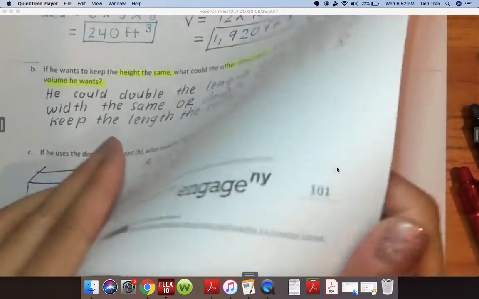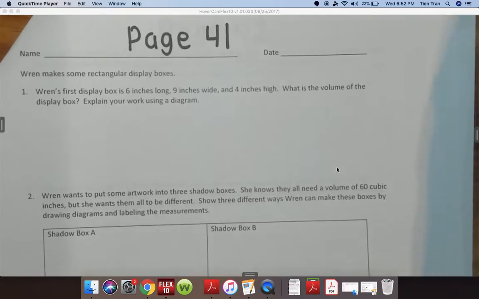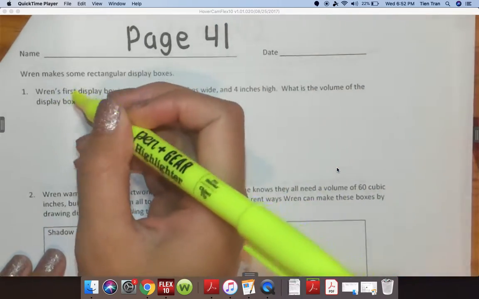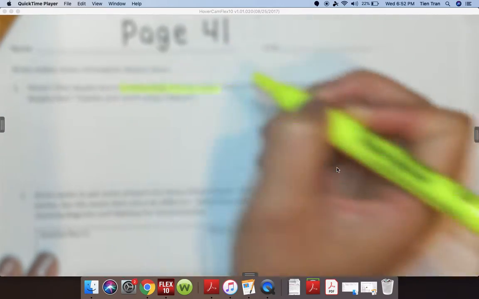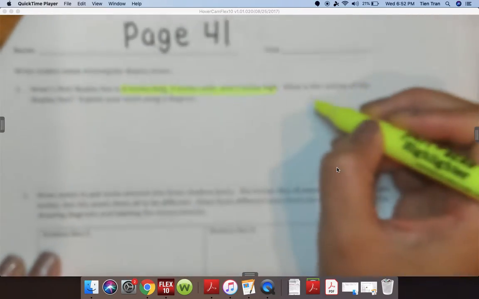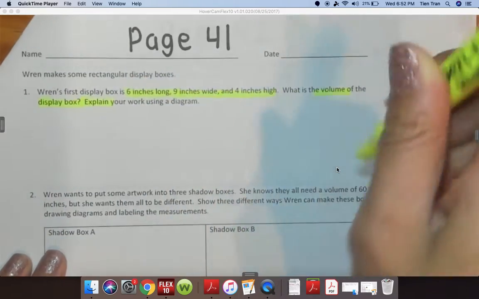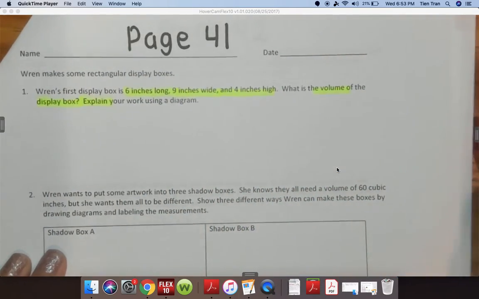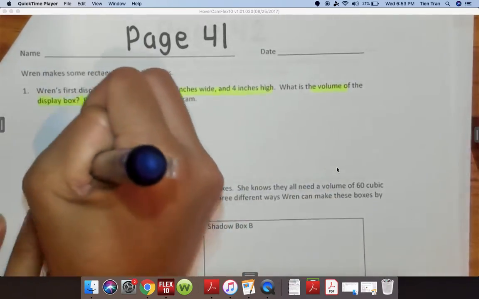Okay. Now we're going to turn to the next page, page 41. Ren's first display box is 6 inches long, 9 inches wide, and 4 inches high. What is the volume of the display box? Explain your work using a diagram. So I'm going to draw a diagram so you guys can kind of see the image, and then I'm going to find the volume. So this is what I have here.